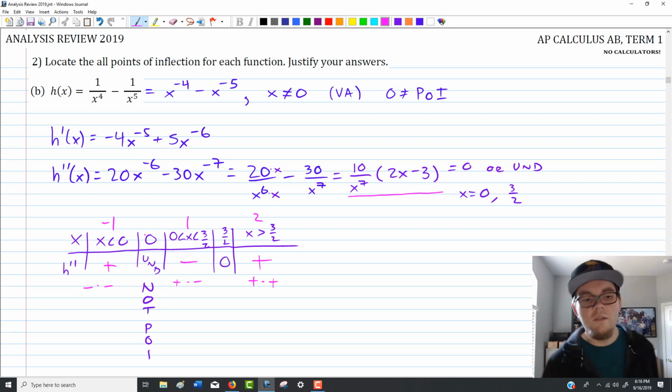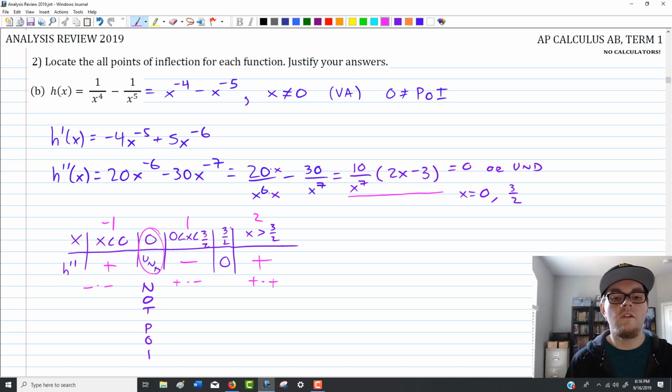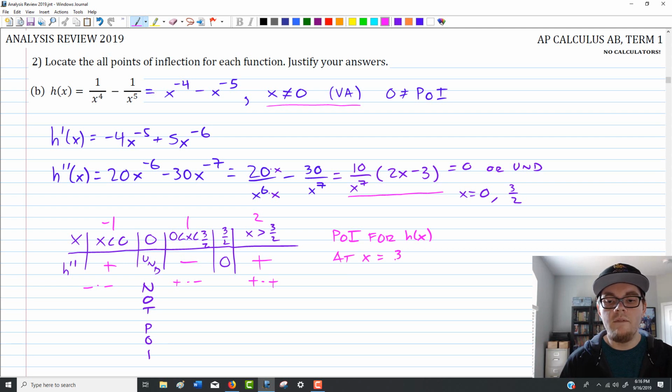Now again, you can kind of see what I'm trying to trick you with here. The instinct is to say there's points of inflection at 0 and 3/2, because at both of those x values, the second derivative changes signs. In our case, though, the only one that matters is the one that exists. We already said 0 cannot be a point of inflection. It's just not possible. So in here we can say that there's only a point of inflection for, we called it h of x, and it's at x equals 3/2.